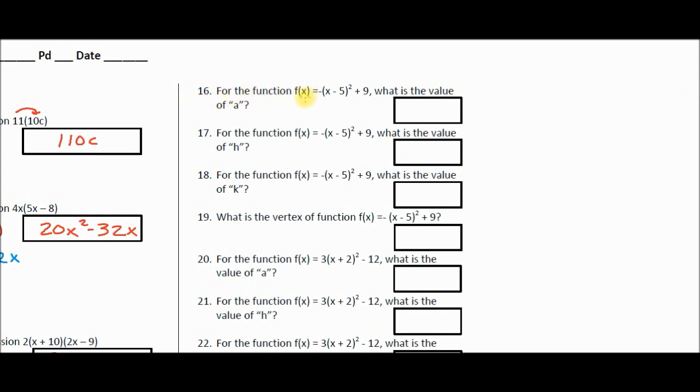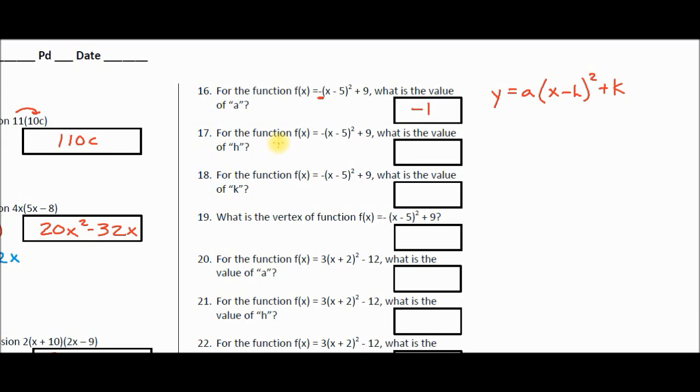For the function f of x equals negative x minus 5 squared plus 9, what is the value of a? Well, for these questions, class, if you see it's in vertex form, all you have to do is remember vertex form as y equals a times x minus h squared plus k. The a term is right here in the front. We take a look at this equation or function. The a term is right here, there's a minus sign. Remember, we don't have to put a 1 there. We can assume there is a 1 there, so the a value here is negative 1.